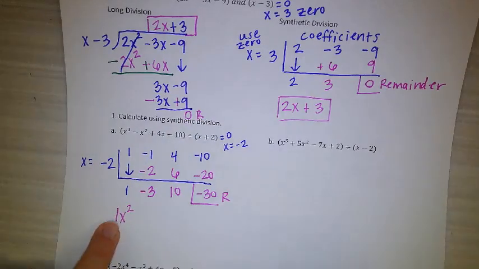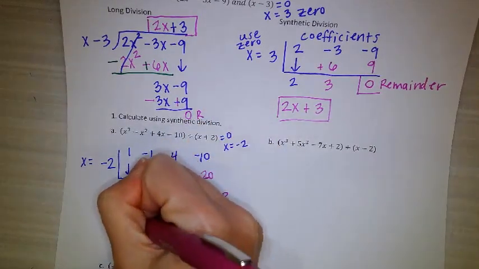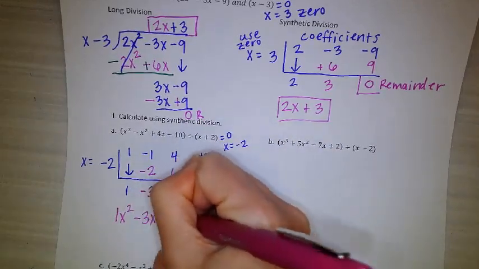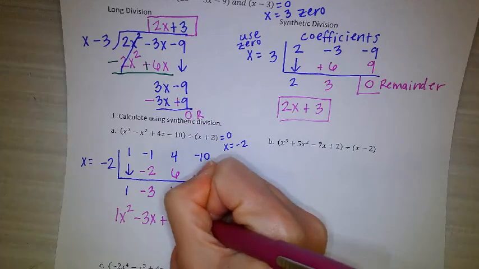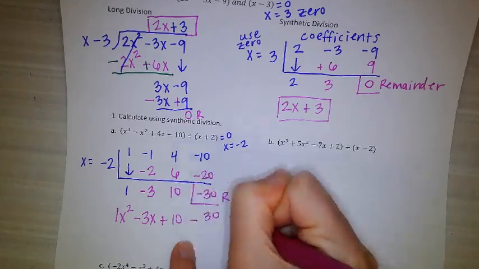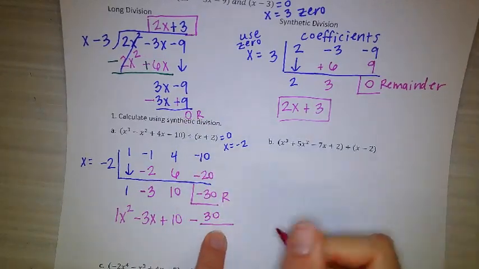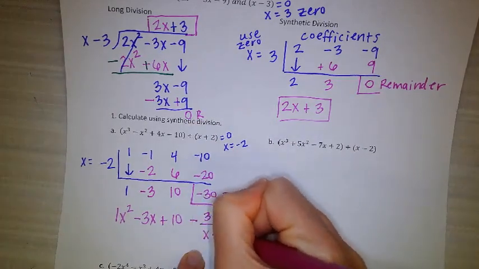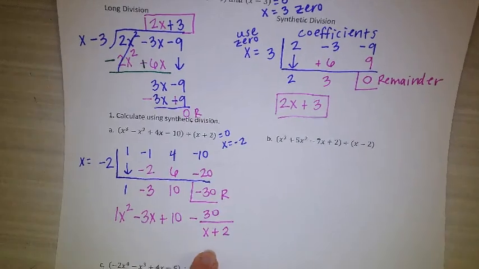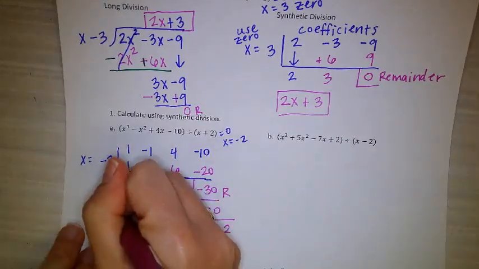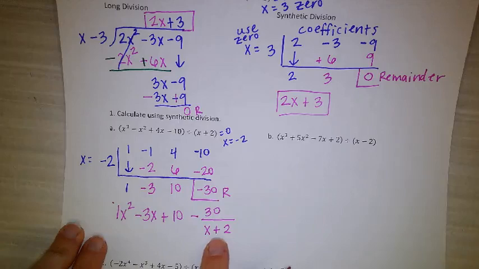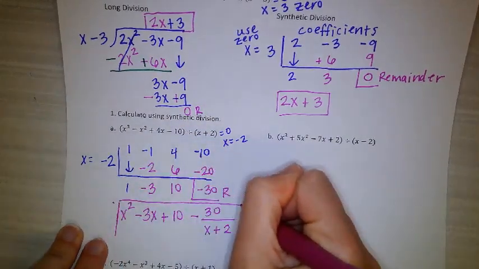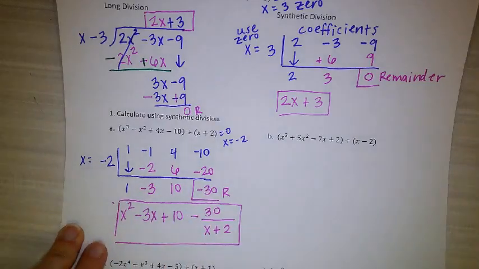You don't have to write the 1. And then the terms are going to go in order. So this is minus 3x, a positive 10, and our remainder is negative 30, so I'm going to put minus 30 out of, and then go look for your divisor. We were dividing by x plus 2, and so that's my final answer and how I would write it if I had a remainder. I'm going to use this 1 as part of my box for boxing the answer. And there we go.